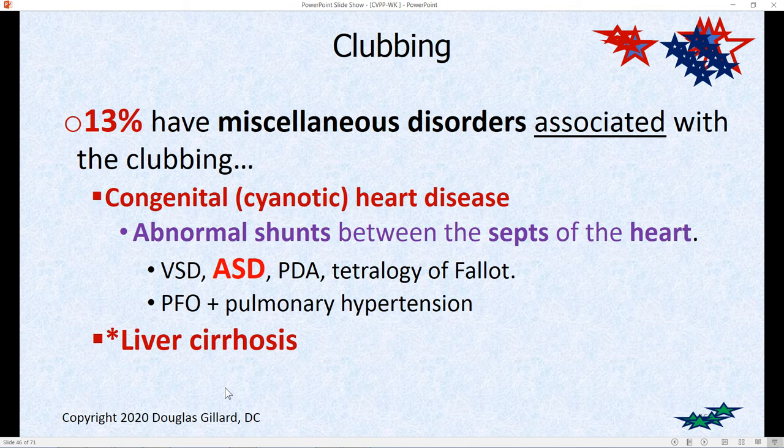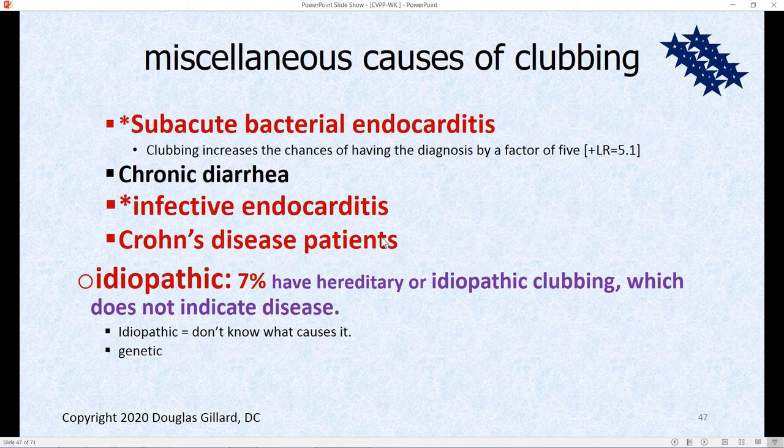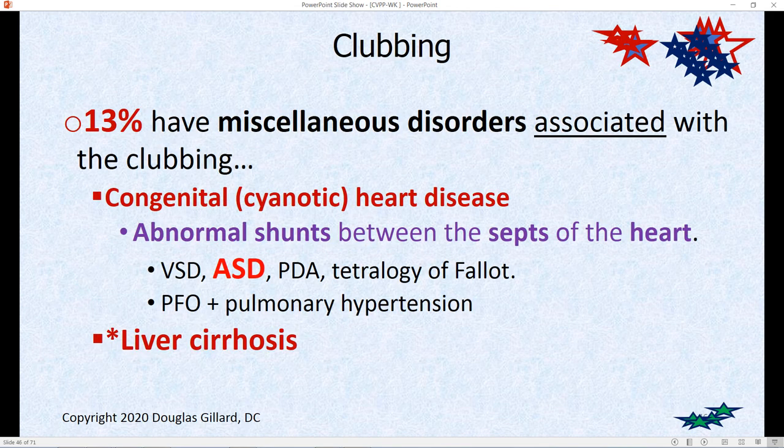13% of the time, other conditions come in. And one of the biggest ones is right here. In fact, the guy who discovered this clubbing phenomenon had run-ins with bacterial endocarditis, which we talked about. And again, that has nothing to do with any type of hypoxia. And he was a physician. He noticed every time he had chest pain and ended up having bacterial endocarditis, his fingers got big. And then they'd treat it with antibiotics and it'd get better and the fingers would get small. And he could always tell when it was coming back because the fingers got big.